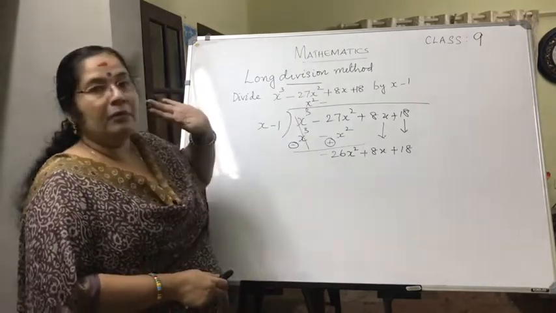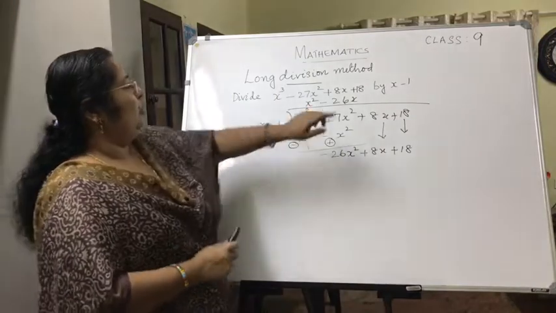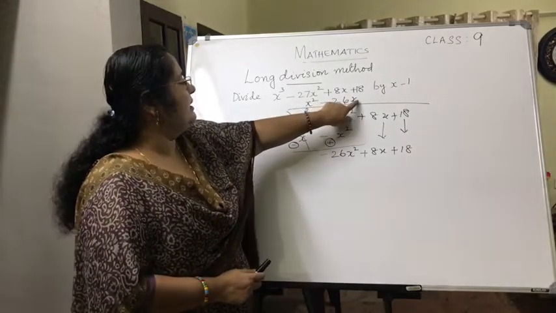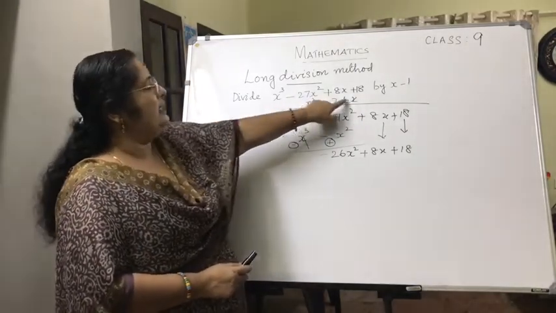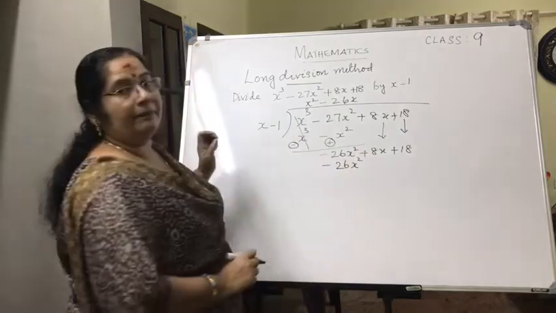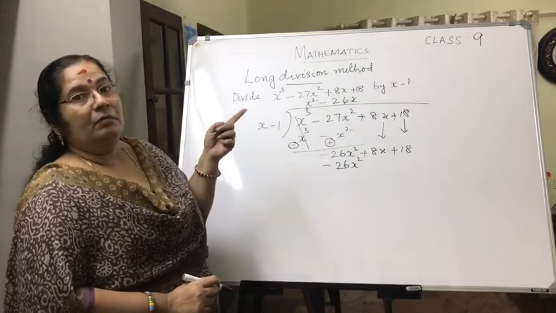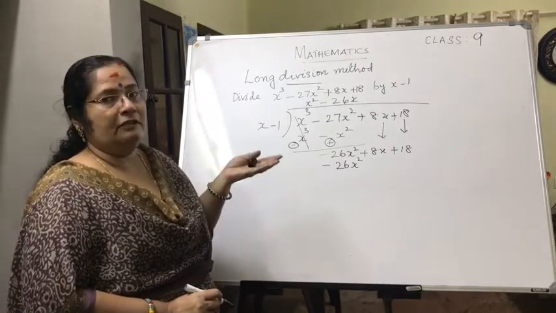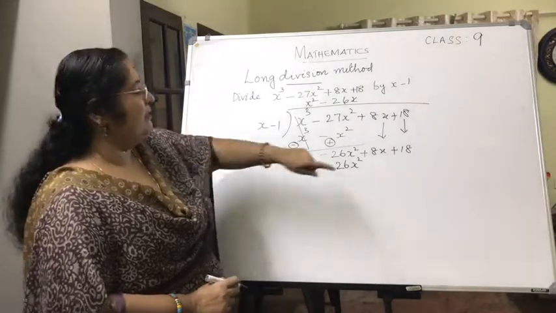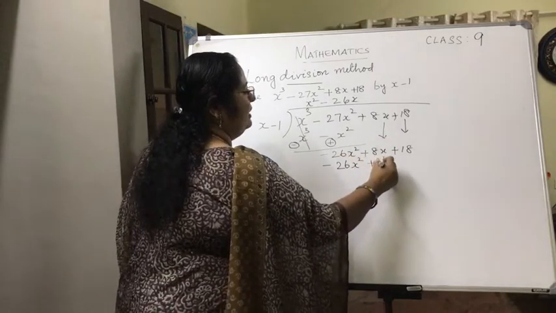26x. Already we have put the negative sign here, so the next term will be 26x. With 26x you have to multiply both these terms. So minus 26x into x will give you minus 26x square. Next, minus 26x into minus 1. Both are negative, so when you multiply you will get a positive number. 26 into 1 is 26, so 26x. Where will you write that? Under 8x. Minus into minus is plus 26x.